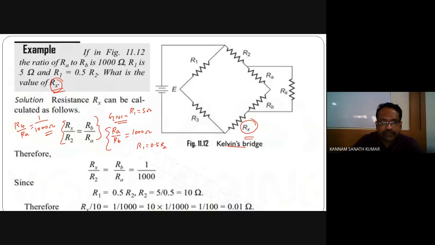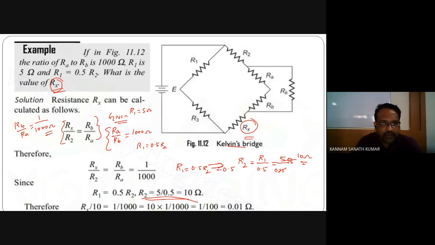And he given the relation R1 equal to what? 0.5 R2. Okay. So this is a 0.5. What is R2? Okay. You need to calculate from this relation R2. Okay, so R2 equal to what? R1 by 0.5. So what is R1? R1 equal to 5. 5 divided by 0.5. So how much you are getting? 10 ohms you are getting. So that means from here you are getting R2 as 10 ohms. Okay, so R2 as 10 ohms.